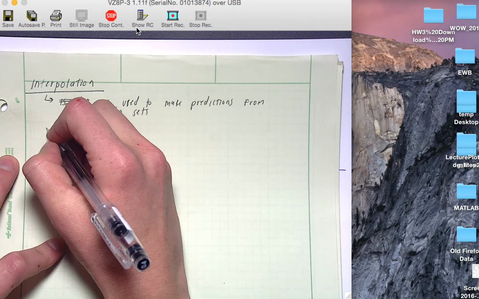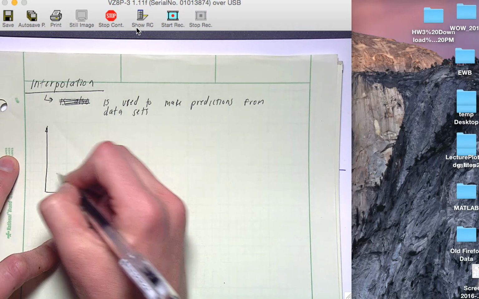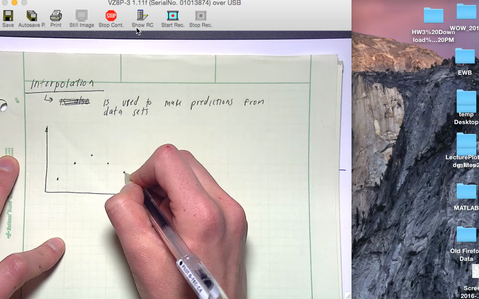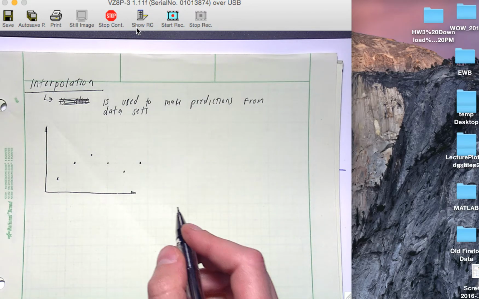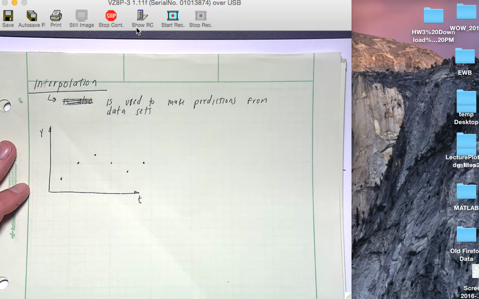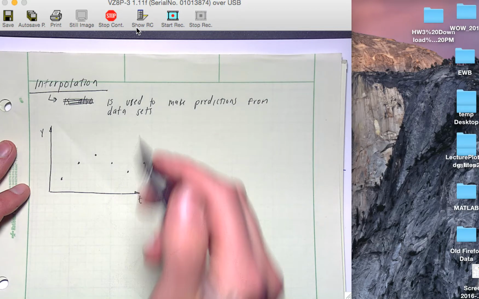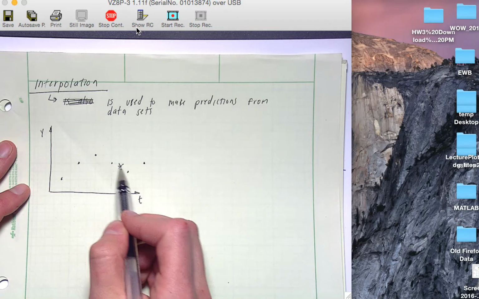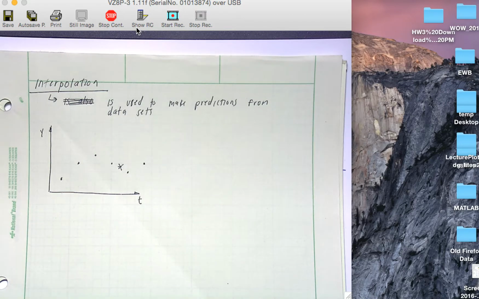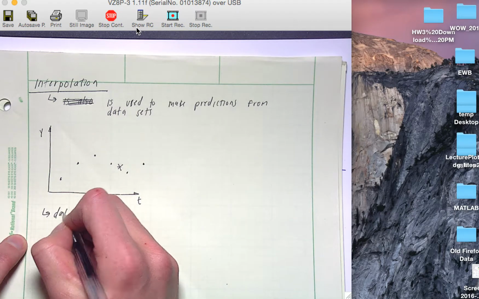What interpolation looks like is you have a bunch of data that was collected. Let's say this is time, and this is some measurement that you collected. Maybe you collected it every 2 seconds, so 2, 4, 6, 8. Let's say you wanted to know the value at 9 and you only had values collected at 8 and 10. Interpolation would allow you to predict what that data would be if it falls between the data that you collected. And there's a couple things that are important about interpolation.